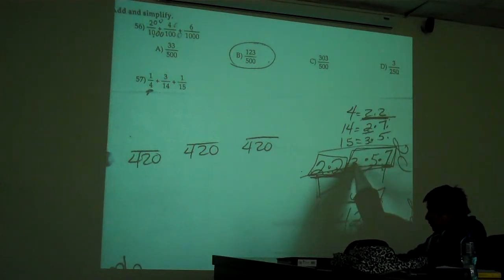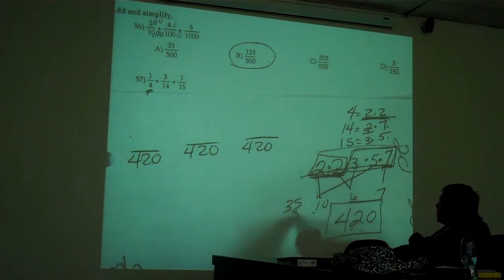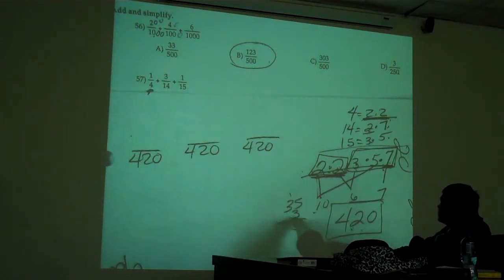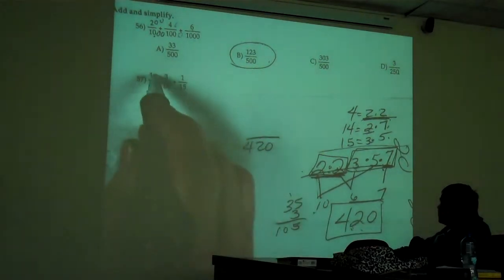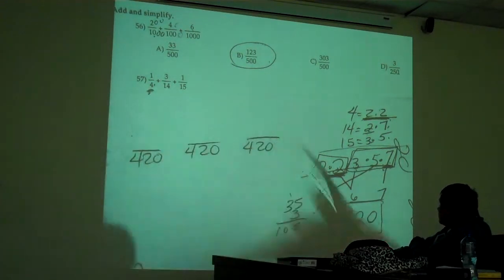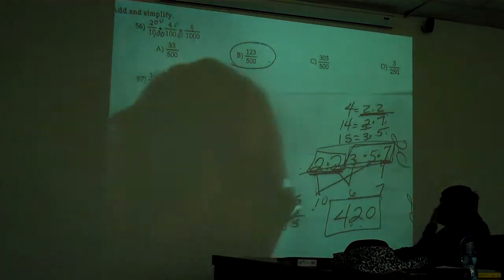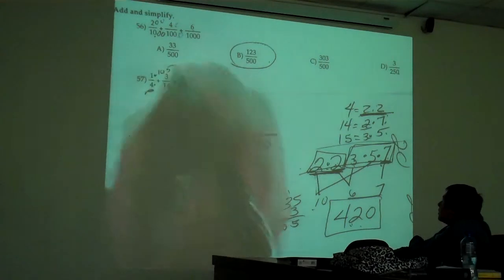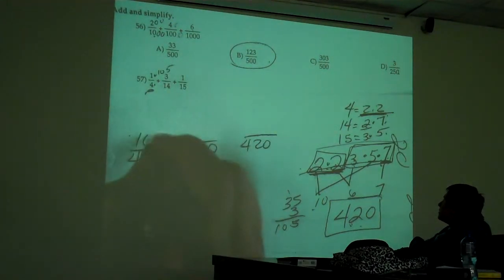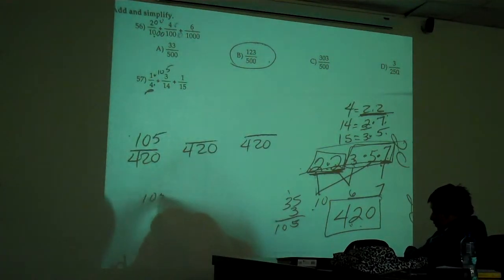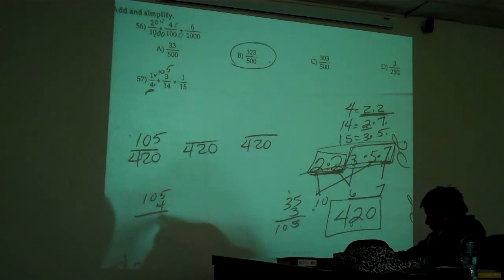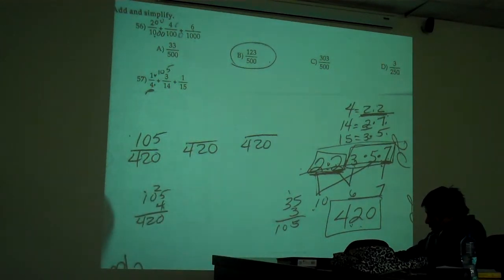35 times 3 times 4 would be that. So what's 35 times 3? It is 105. So we did the bottom times 105, so we have to do the top times 105. Okay? See, 105 times 4, so you get 420. It was multiplied by 105.